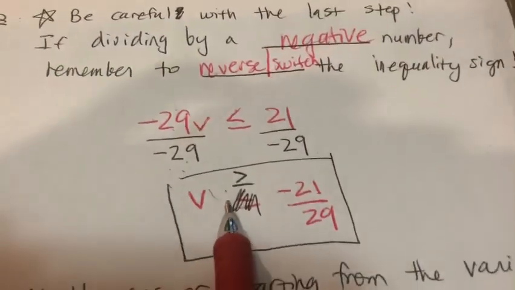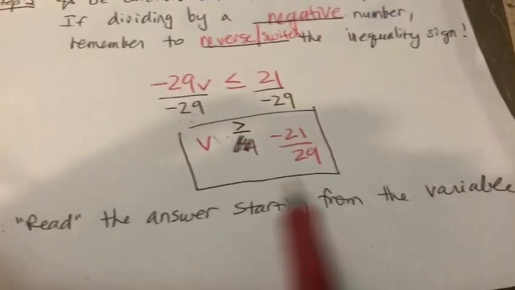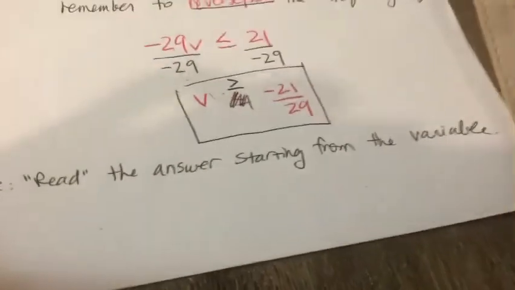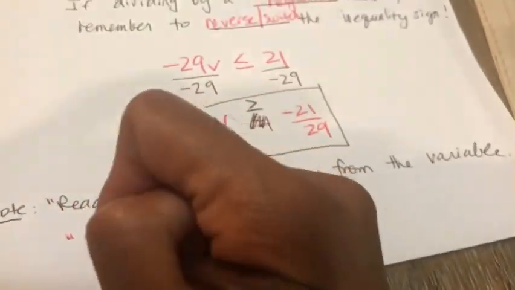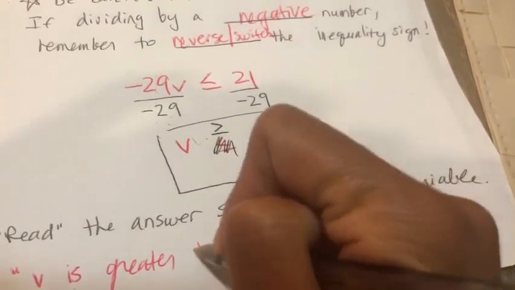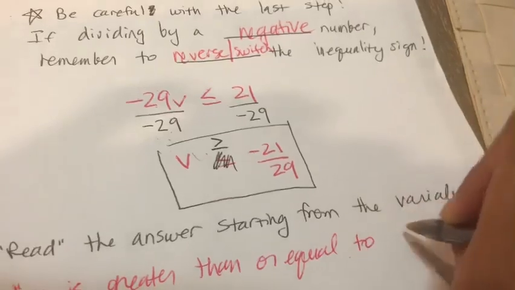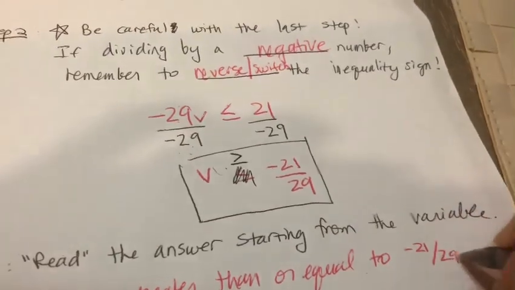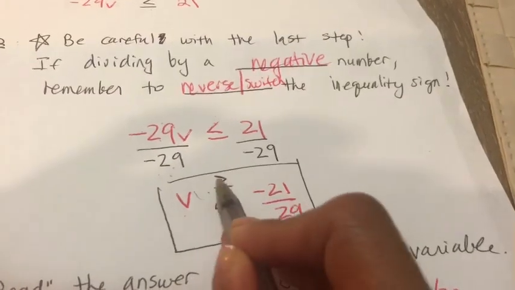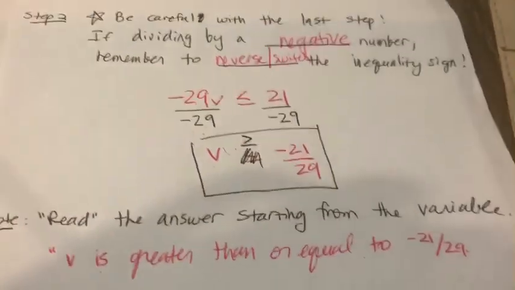And when you read this answer, I put this note here, always read the answer starting from the variable. So here's our variable. If you read this, you would say in English words, v is greater than or equal to negative 21 over 29. V is greater than, because the mouth is bigger here. V is greater than or equal to negative 21 over 29. Okay, I hope that makes sense.